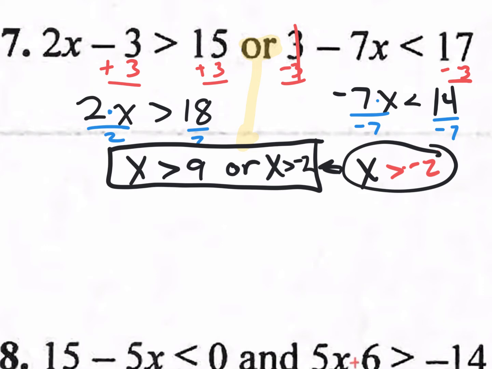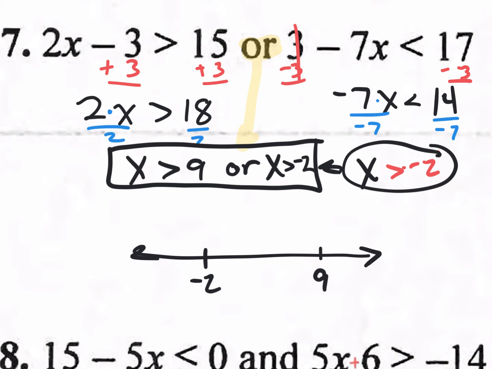Now, most of the time with the word or, this would imply on a number line that the areas are apart, right? You have the negative 2 over here on the negative side, the 9 over here on the positive side. Most of the time that we have the word or, it would imply that our areas are apart, going this way or that way. But that's not the case here. It's a special case problem. That's what we're dealing with today.